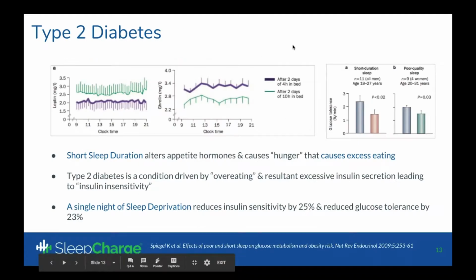Okay. Let's talk about some of the chronic diseases themselves in a little bit more specificity with regard to what it is that sleep is doing to these different disorders or causing these disorders. So the first one's type 2 diabetes. And let's talk quickly about type 2 diabetes. What is type 2 diabetes?